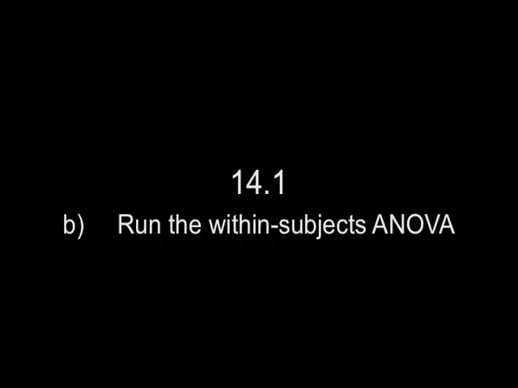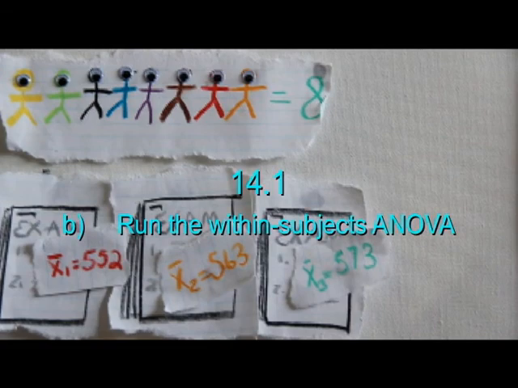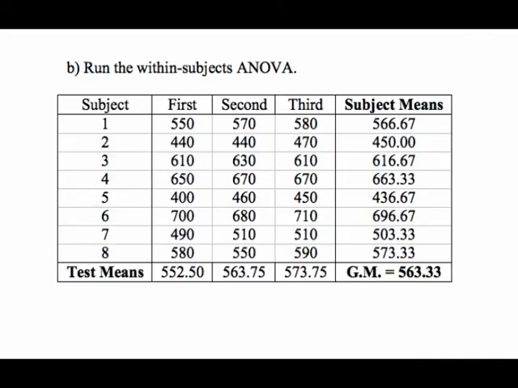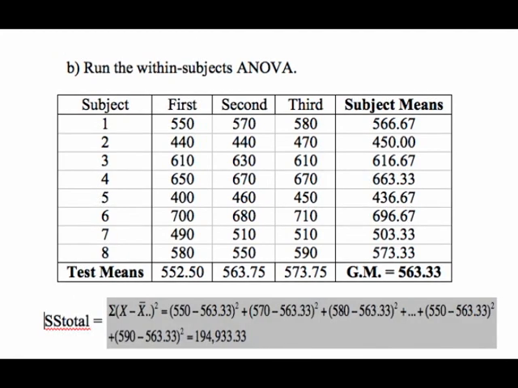Okay, so part B is asking us to run the repeated measures ANOVA. So recall we have 8 subjects whose scores we have for the first, second, and third exams. So the first thing we need to do is to calculate our sums of squares total. So we take each of the scores, the 550, 570, 580, 440, 440, 470, etc. Take it from the grand mean, 563.333. Square each one, sum each one up, and we get a sums of squares total of 194,933.33333.